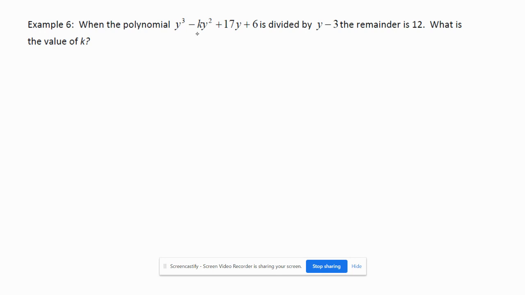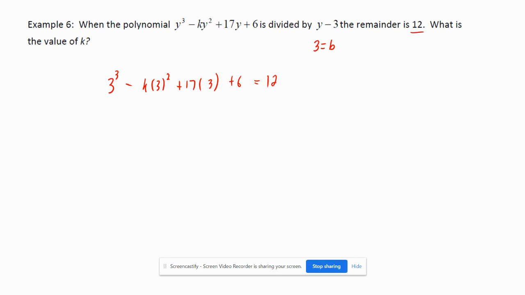So what we're doing here is, if we're dividing by y minus 3, therefore 3 is the b value. So we're going to plug in 3 for the y's here, but we know that this equals a remainder of 12. So we get 3 cubed minus k times 3 squared plus 17 times 3 plus 6 equals 12.